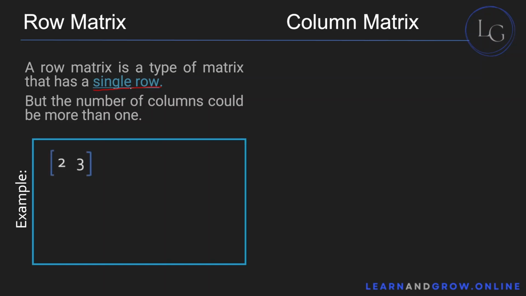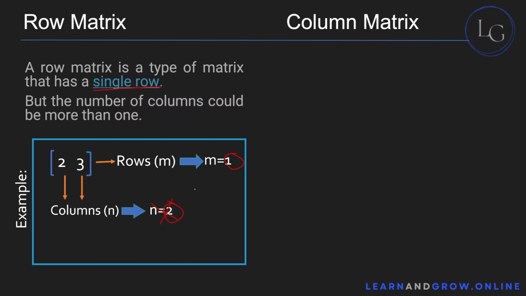An example of a row matrix would be this matrix here. It has one row, but it has 2 columns. And we're not concerned with the number of columns. It has one row, and that's all it really needs for it to be a row matrix. And let's say this matrix here. It has one row and it has 4 columns.